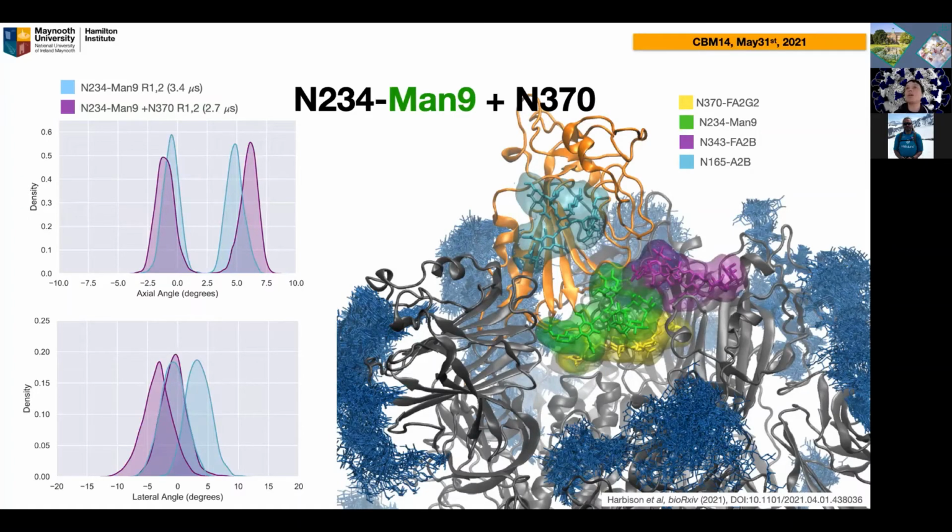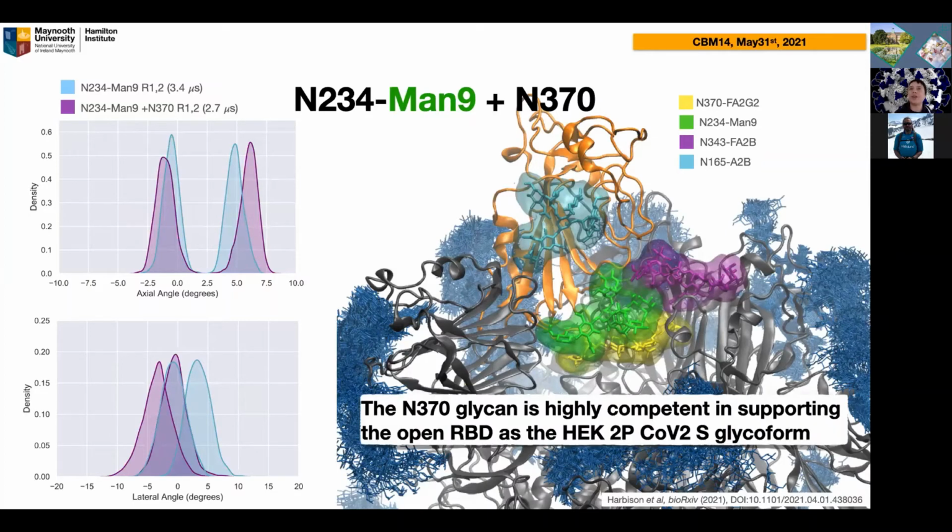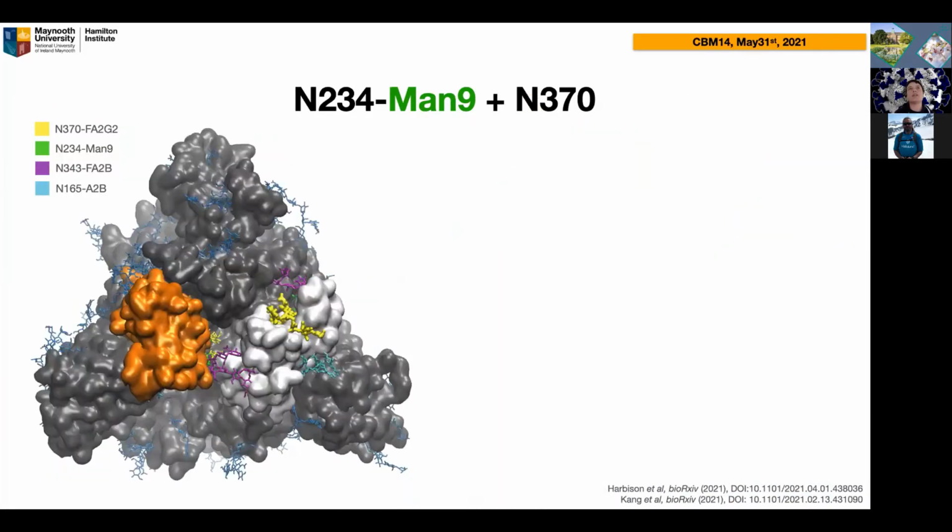And this is probably one of the reasons why it's been conserved for so long, until the position 234 came around and fulfills that role, coming from another side of the protomer. So what happens in the other sides? Glycosylation at 370 is extremely advantageous because it props up the RBD. So what about the other sides, the ones that are closed?